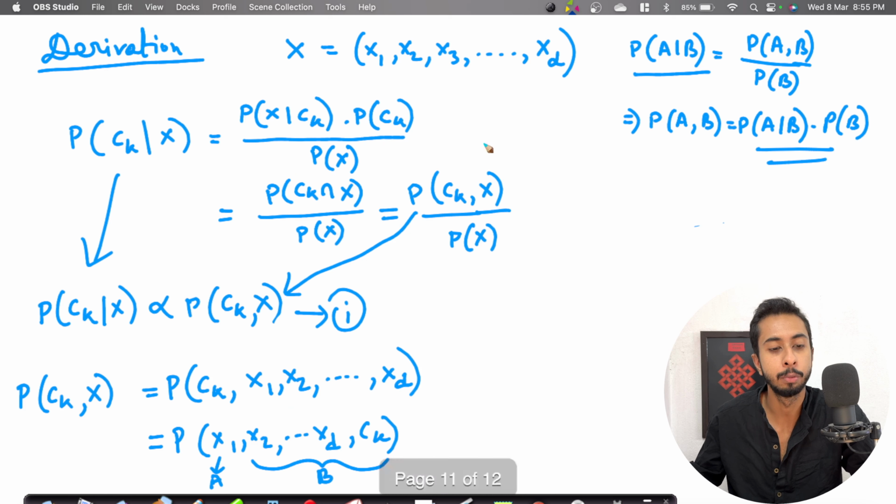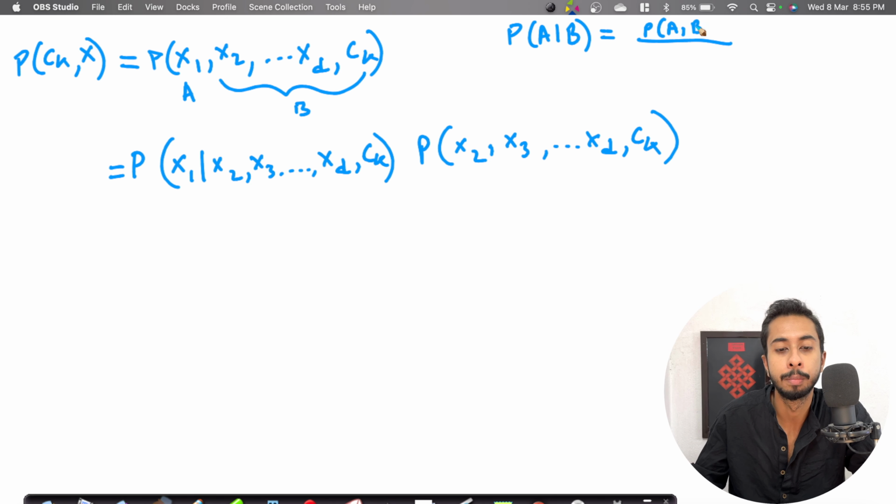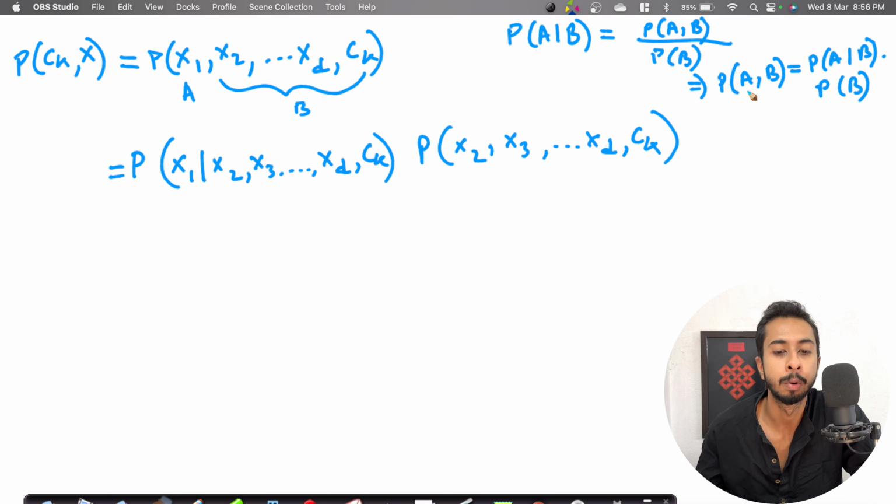How did I write this? Just using this. I'll write it again here. Probability of A given B equal to, we know it as probability of A comma B by probability of B. So now if I find out probability of A comma B, what will I get? I will get probability of A given B into probability of B. Here I have simply found out this. If this is A, this is B, so probability of A comma B is basically A given B multiplied by probability of B. This is basically B. Okay, hope you got it.